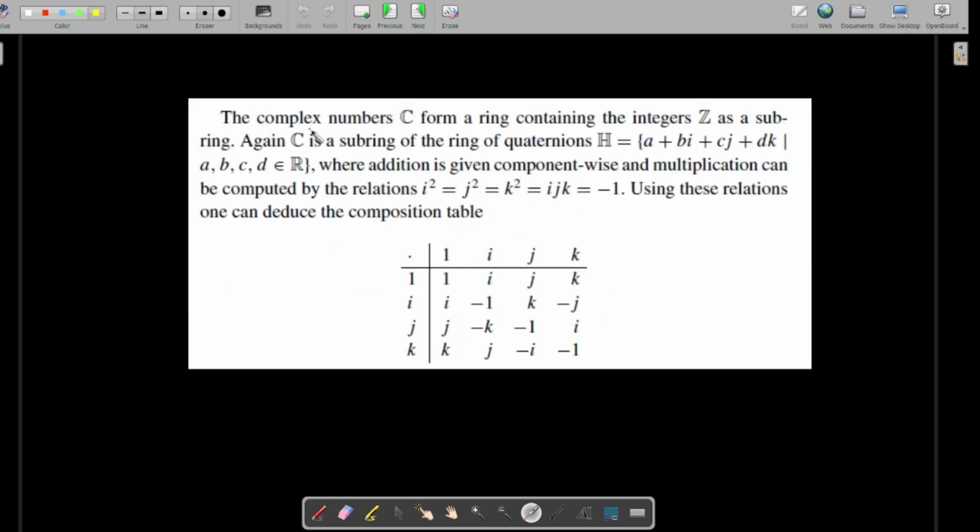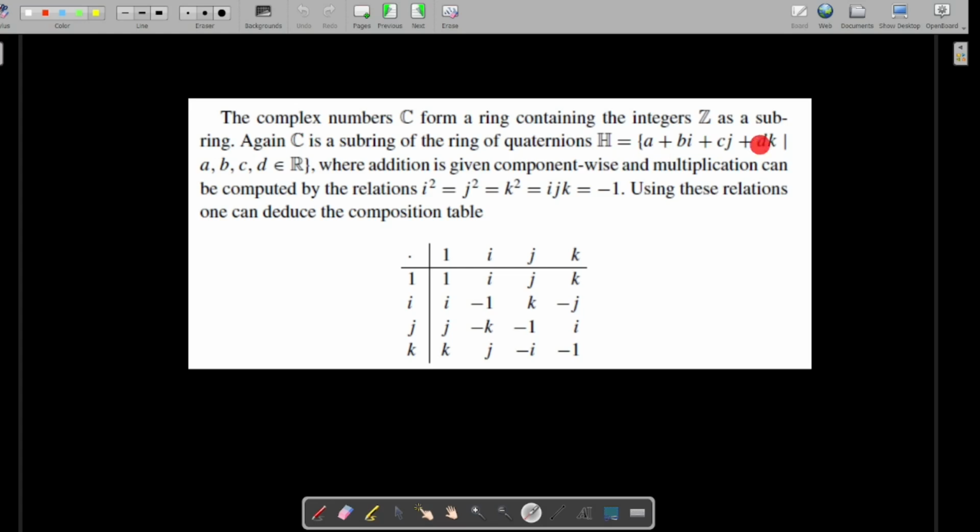Another example, the complex numbers C form a ring containing the integer set as a subring. So C with the usual addition and multiplication of elements of C is a ring, and Z is a subset of C, and Z itself is a ring. So Z is a subring of C. And again, C is a subring of the ring of quaternions.